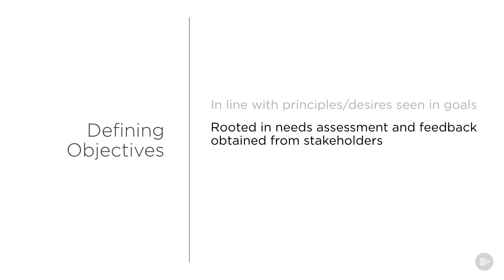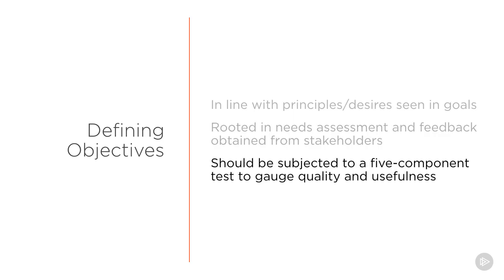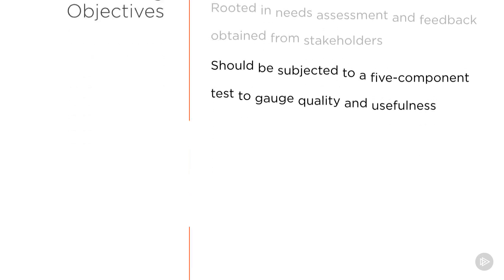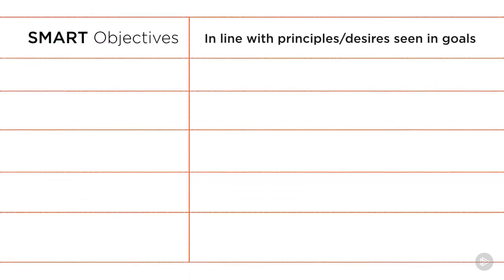These objectives should be tested against a 5-component check in order to gauge their quality and usefulness. This test is known as SMART. To have a SMART objective, we have one that's in line with the principles and desires seen in our goals, but also goes a number of steps further.